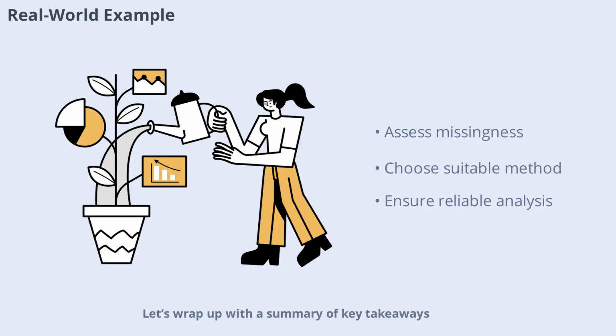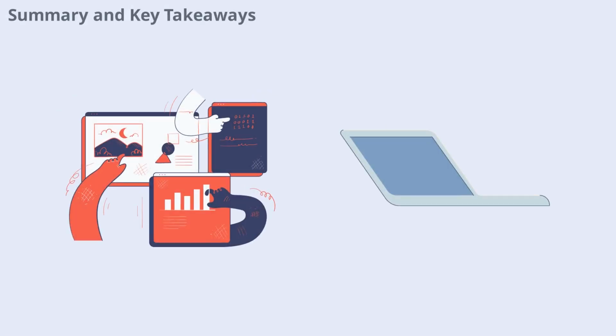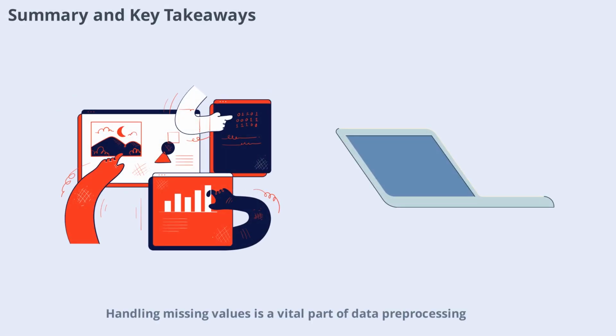Let's wrap up with a summary of key takeaways. Handling missing values is a vital part of data preprocessing. By understanding the types and causes of missing data, detecting them early, and choosing the right handling method, you can ensure your analysis is accurate and trustworthy. Remember to document your process, validate your choices, and stay flexible as new challenges arise. With these strategies, you'll be well equipped to tackle missing values in any dataset.